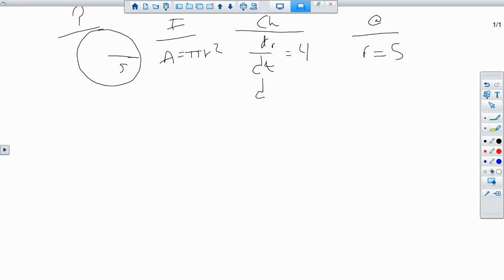Do we know what the area is changing at? No, that's actually what we were asked. Can we calculate the area when the radius is 5? Yeah, that's 25 pi, right? Okay, so this is just get your information on paper. Like, read the problem, put it on paper, right? Remember, that is your first objective.